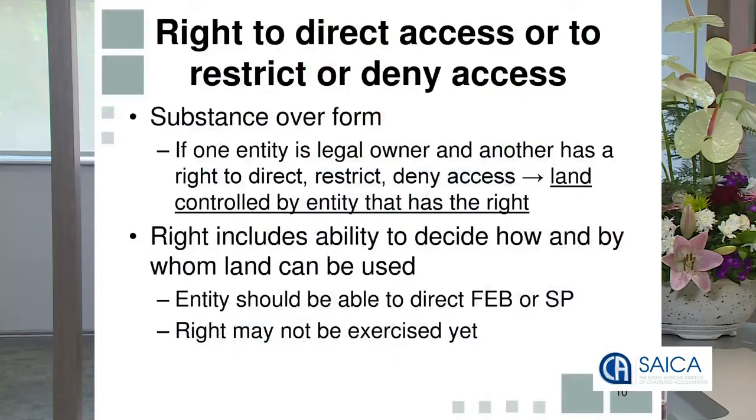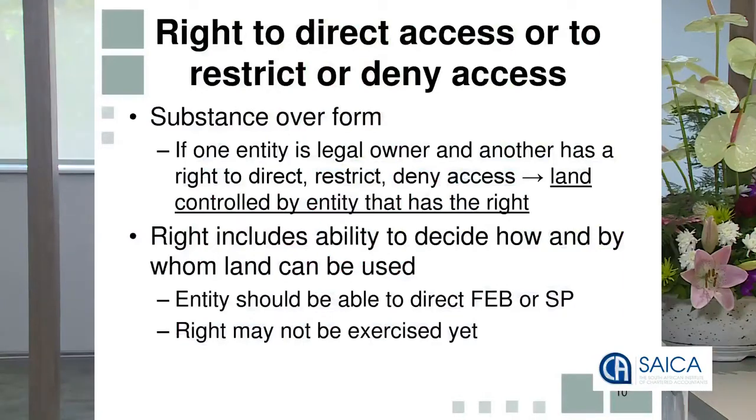The second indicator of control relates to the right to direct access or to restrict and deny access of others to the land. This indicator is based on the principle of substance over form. In terms of the framework, it's clarified that if one entity is the legal owner and another entity has the right to direct or restrict or deny access of others to the land, the land should be controlled by the entity that has the right. This right includes the ability to decide how and by whom the land can be used. Therefore, an entity should be able to direct the future economic benefits or service potential associated to the land.